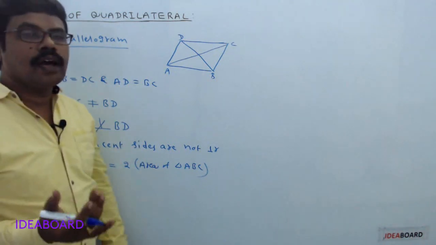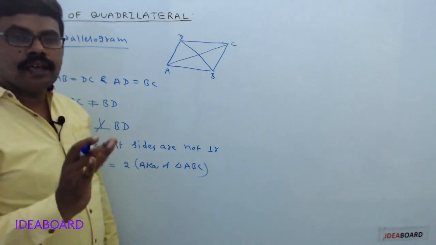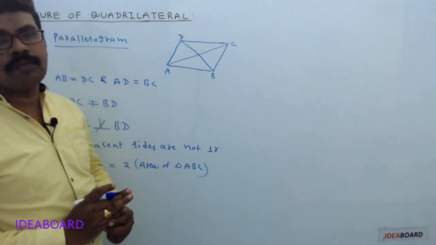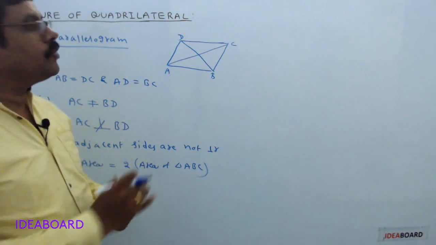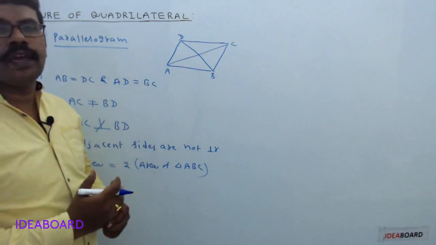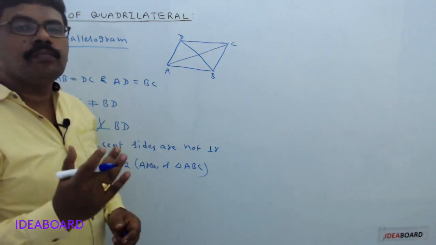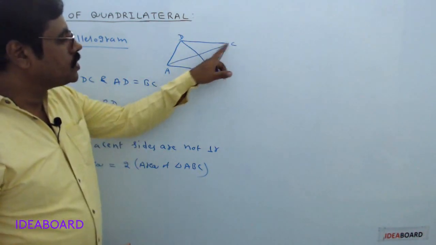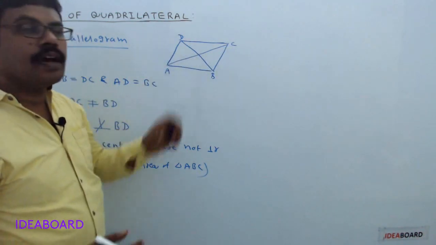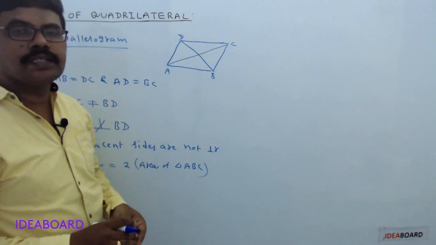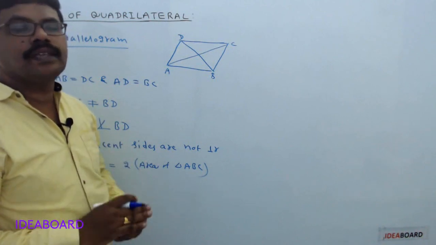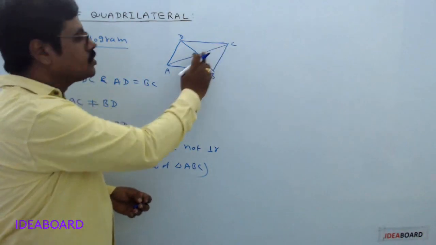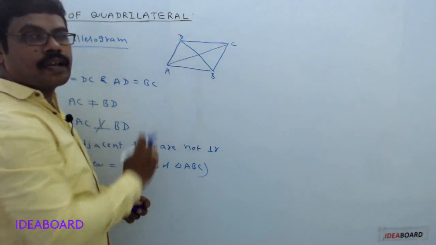Then come to the common property in the square, rhombus, rectangle and parallelogram. The common condition in all the 4 quadrilaterals will be diagonals bisect each other. It means midpoint of AC equals midpoint of BD. What is the common condition? Diagonals bisect each other. It means midpoint of diagonal AC equals midpoint of another diagonal BD.